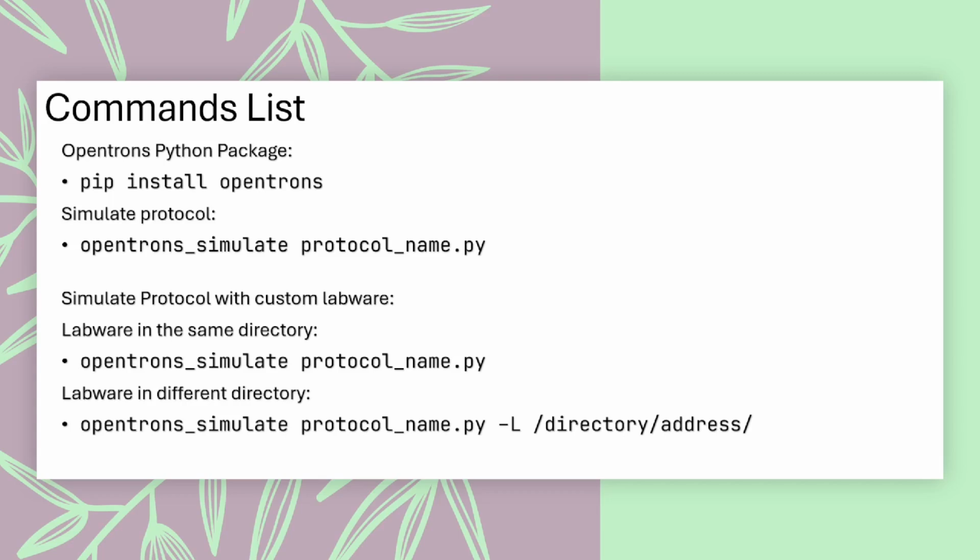This contains all the command list, which is pip install opentrons. That will install the opentrons package in VS Code. Then opentrons_simulate protocol_name is how you simulate the protocol. If you're simulating the protocol with the custom Labware in the same directory, you don't have to give the -l argument. All you have to do is work with protocol name.py. And if your Labware is in a different directory, then you'll have to use the custom Labware path or the -l argument. That's pretty much it, guys.